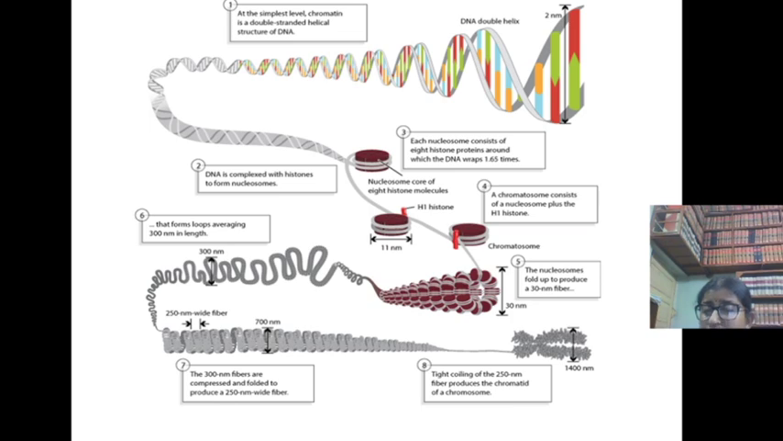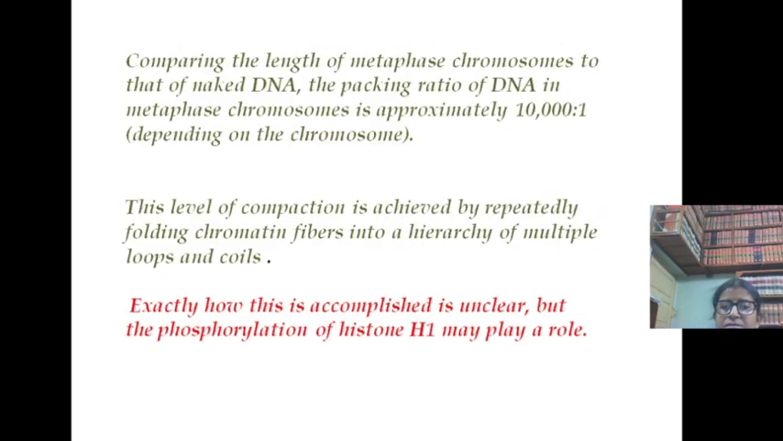Yes, where do you see? During cell division. So they have a 1400 nanometer. Just imagine, if you see from the first part of the figure to the last part of the figure, see the amount of coiling and condensation, and that is how nature works. So the level of compaction is achieved by repeatedly folding chromatin fibers into a hierarchy of multiple loops and coils. Exactly how this is accomplished is unclear, but the phosphorylation of histone H1 may play a role.